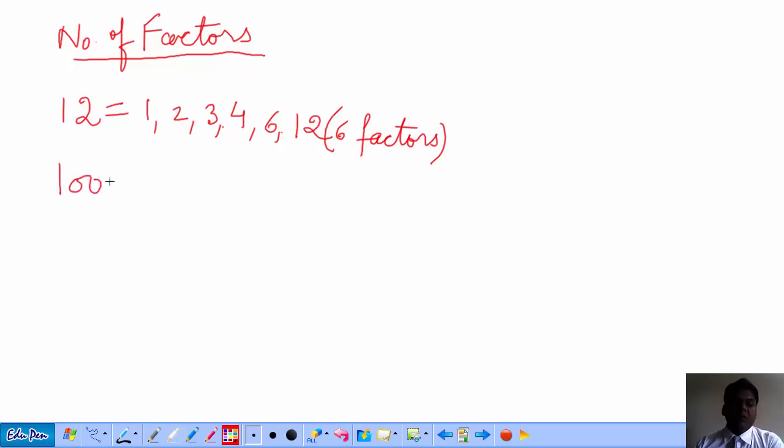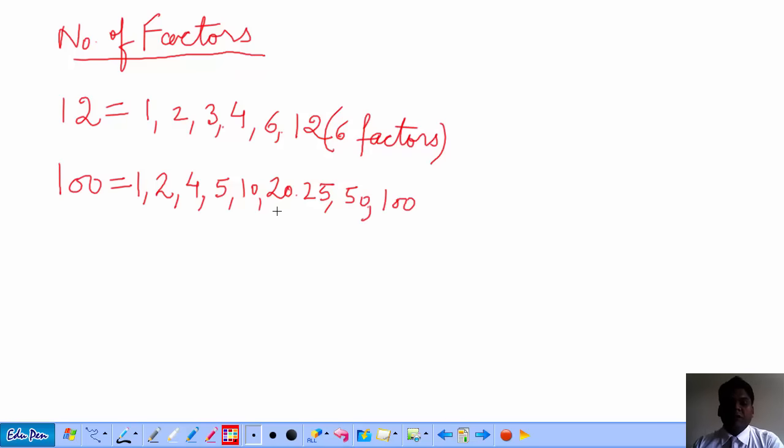Similarly, let's take one more example, 100. So in case of 100, what are the various numbers less than 100 or equal to 100 which divide 100 completely? 1, 2, 4. Can I write 5 as well? Yes, of course. 10, 15. No, I cannot write 15. So 20, 25, 50, and finally 100 itself. So the lowest factor is always 1. If you have seen in both the cases, the highest factor is always that number itself. So how many factors? 9 factors.